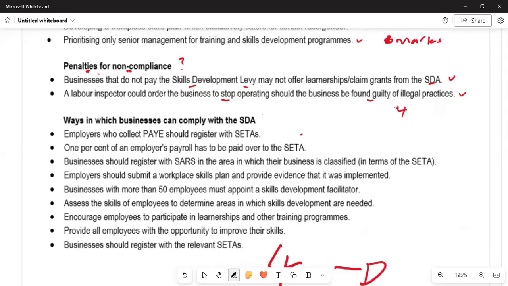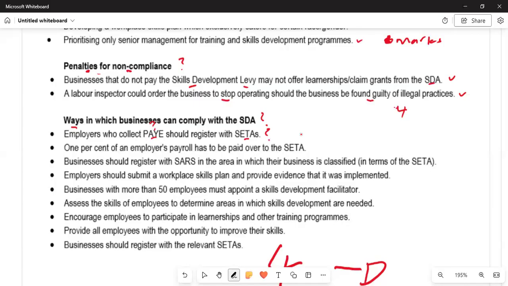How are we going to say you have complied with the act? Employers who must pay SDL should register with SETAs. Don't forget what SETA is: Sector Education and Training Authority. That is very important. Then we are talking about PAYE and SDL. So make sure that you register with this SETA. That is very important.